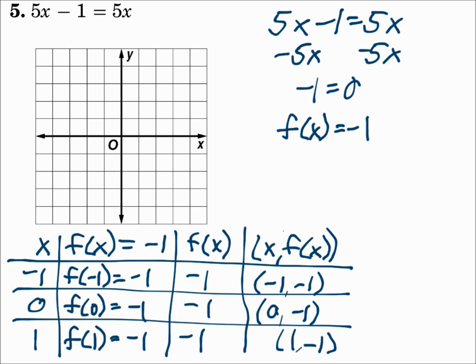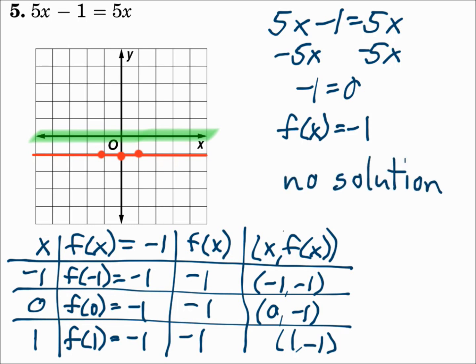Plot those 3 points. Negative 1, negative 1, 0, negative 1, 1, negative 1. Connect the dots. Your solution is the x-intercept. The line never crosses the x-axis, so there is no x-intercept. There is no solution. Remember when we had negative 1 equals 0. That's a false statement. No solution.